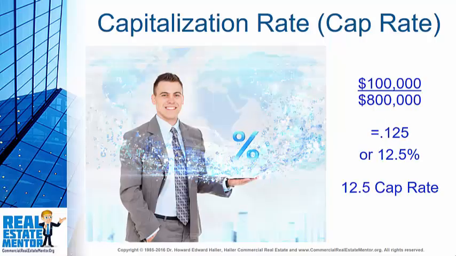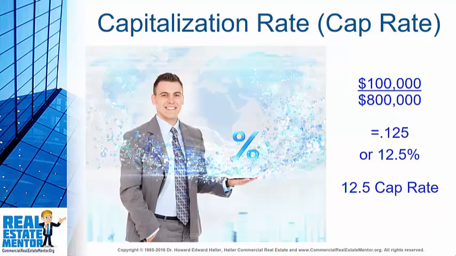I'm going to do a couple of examples. And I don't like the examples where people use $1 million properties and 10% because that confuses people. It is a division problem, not a multiplication problem. You take the income and divide it by the price. In this case, the net operating income that we're given is $100,000. The asking price on this property, or whatever price, is $800,000. Therefore, it's 12.5%, 0.125 as a decimal, or a 12.5 cap rate.